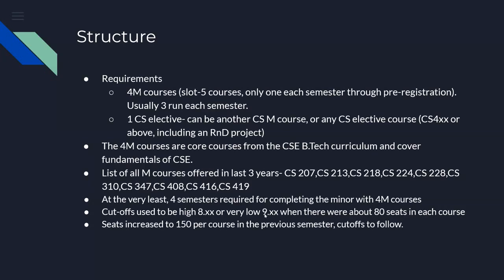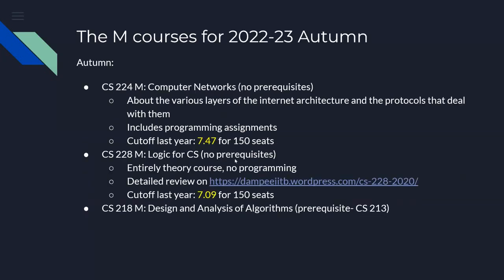Previously the cutoffs used to be quite high, but since last year the seats have been increased to 150, so the cutoffs have fallen a bit. The M courses in the upcoming semester are 3, out of which you will be able to take the first 2, and you can read about them on their course websites or just the basic details here.